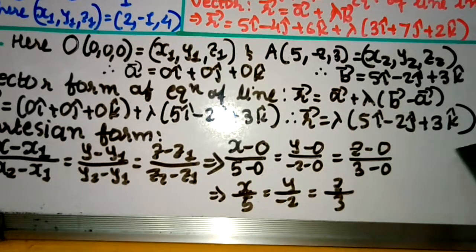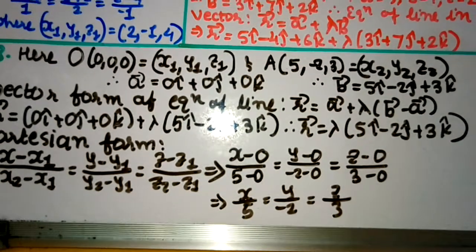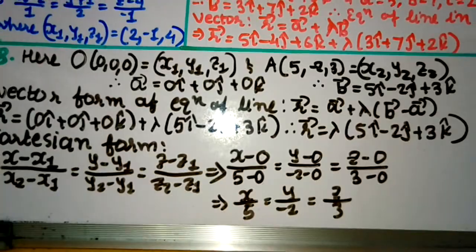Okay, this is the Cartesian form and this is the vector form. So here we have done questions 1 to 8. We'll keep this much for today.